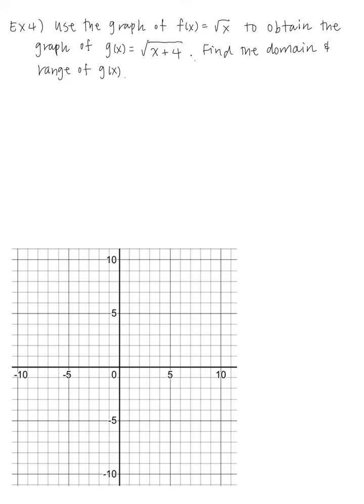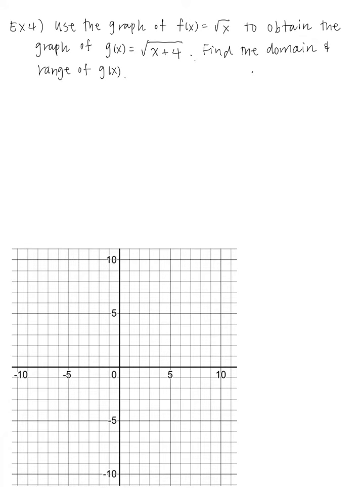All right, so let's take a look at example 4. Use the graph of f of x equals square root of x to obtain the graph of g of x equals square root of x plus 4. Find the domain and the range of g of x. So if you want to try this on your own, please pause the video and try it. But I'm just going to keep going.